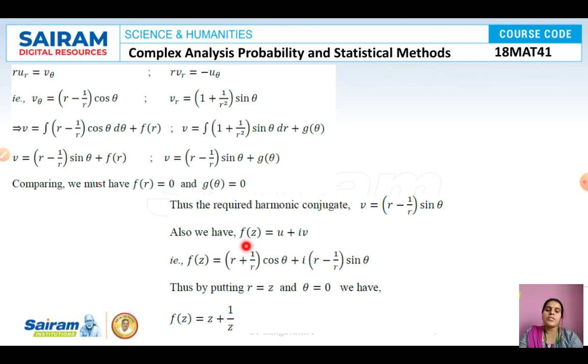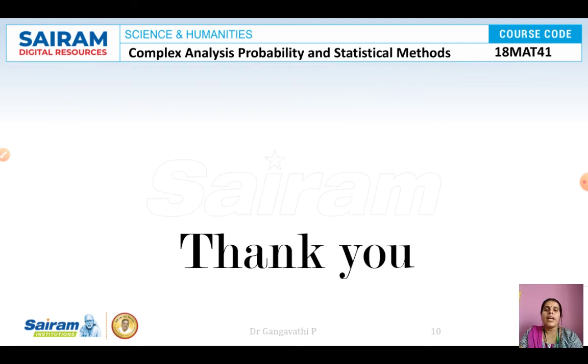And now substitute in f of z is equal to u plus iv. F of z is equal to u. Substitute for u, which is the given function. V is what we have obtained. And after that, substitute r is equal to z and theta is equal to 0. You get f of z as z plus 1 by z. And this is the required analytic function.